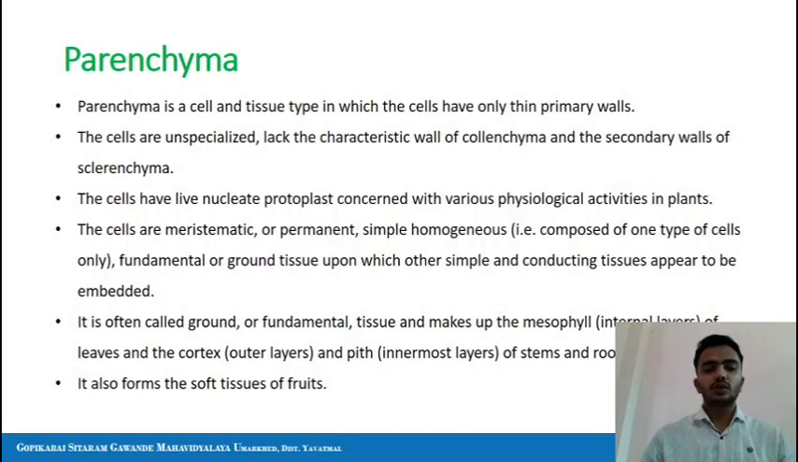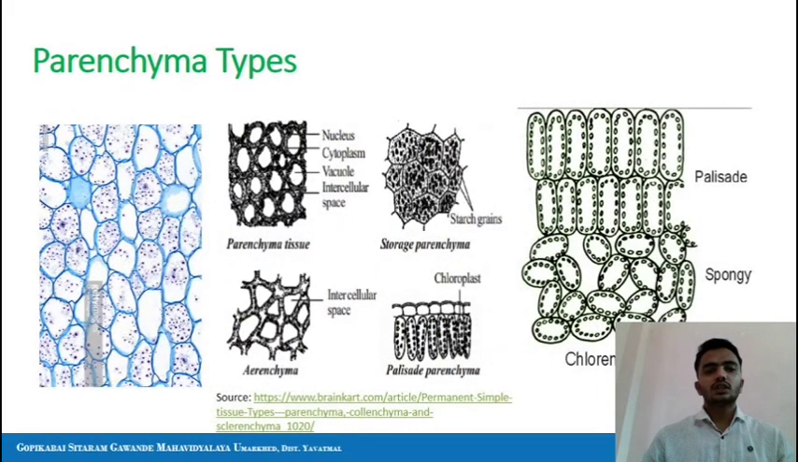So it also forms a soft tissue of fruits, that we see the tissue inside the fruit. It is also made up of Parenchyma tissue. Now here you can see the different diagrams in which this Parenchyma type of cells have a very thin cell wall, and the main function of this Parenchyma is the storage of food material. So they store large amount of food material, they act as a storage organ in a plant.